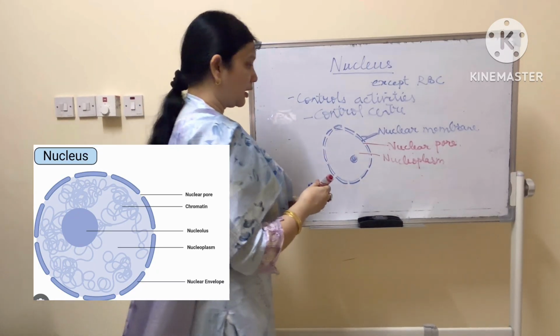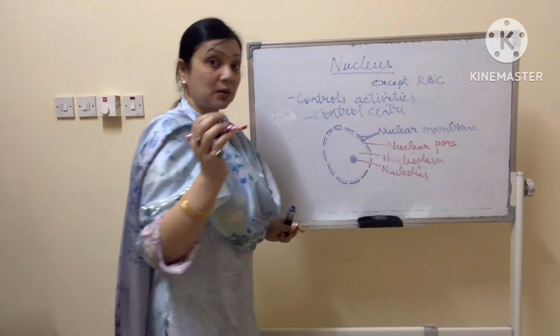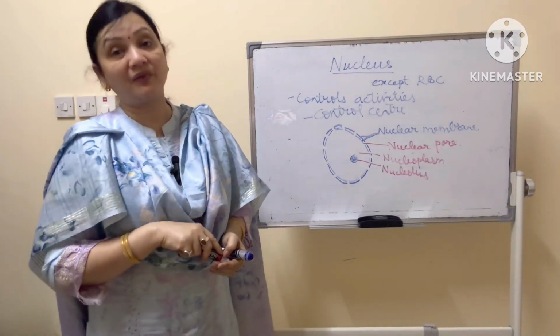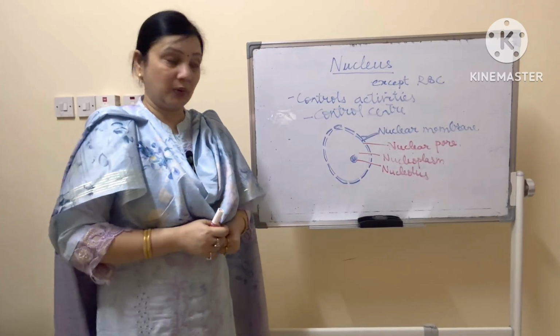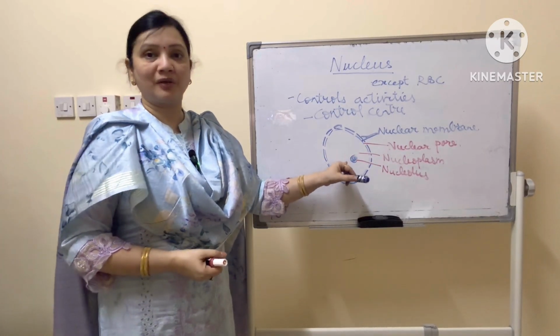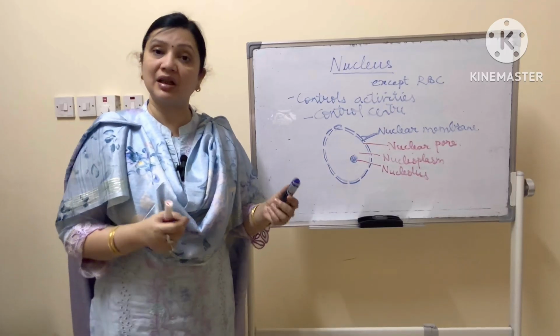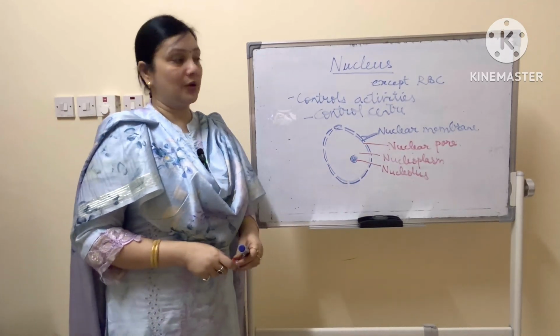This special center is called the nucleolus. The brain also has a special center where most of the activities are done. It is called the cerebrum. There are other parts also in the brain. In the same way, the main part of the nucleus, where most of the activities are controlled, is called the nucleolus.